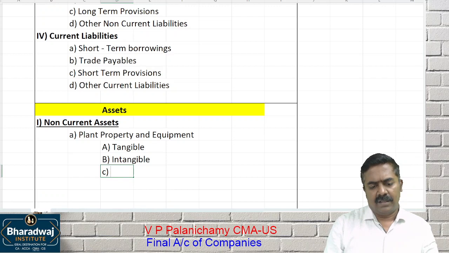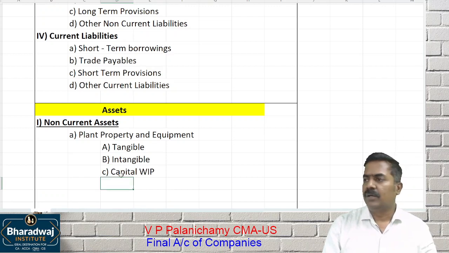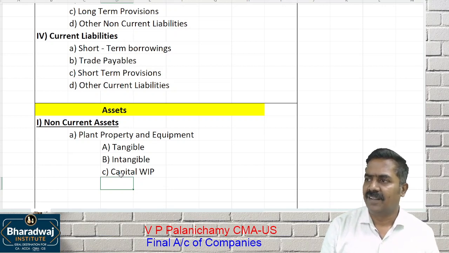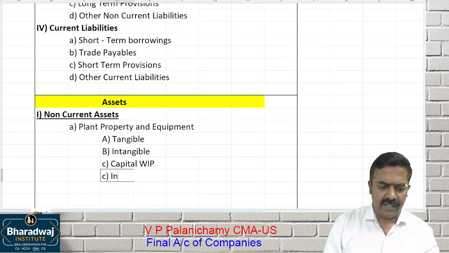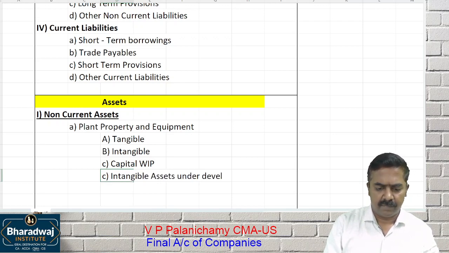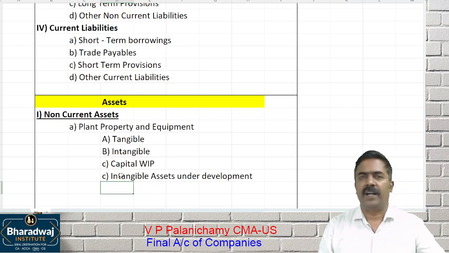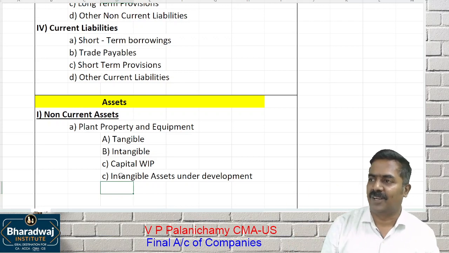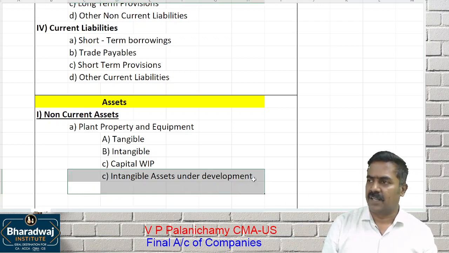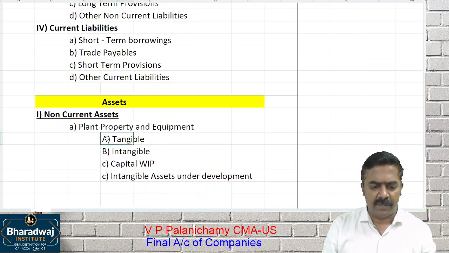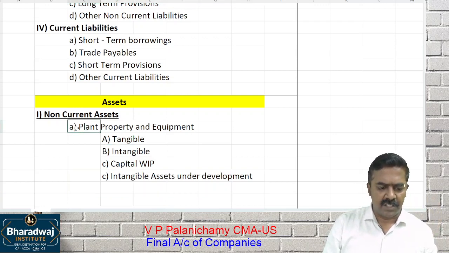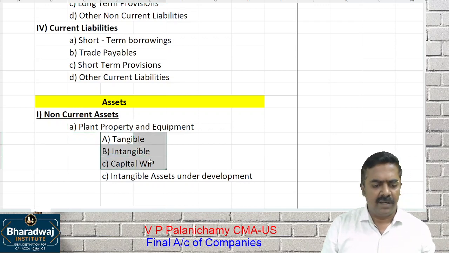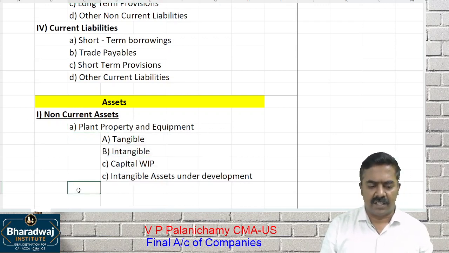Then capital work in progress. Building under construction, before the completion of construction, is called as what? Capital work in progress. Then intangible assets under development. For example, we applied for patent right, we are yet to get the patent right. We applied for copyright, we are yet to get the copyright. That is called as which one? Intangible assets under development. I'll explain every point. So how is plant, property, equipment classified? Tangible, intangible, capital work in progress, intangible assets under development.